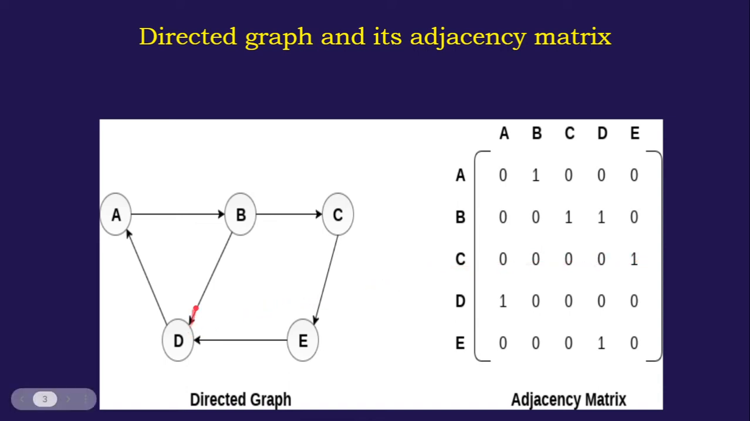Then D is connected only to A. So put 1 in the A position, the remaining are 0. And for E it is connected to D, so put 1 in the D position. So here this arrow has meaning, and it says that the connection flows in one direction only. This is the concept of adjacency matrix representation for the directed graph.